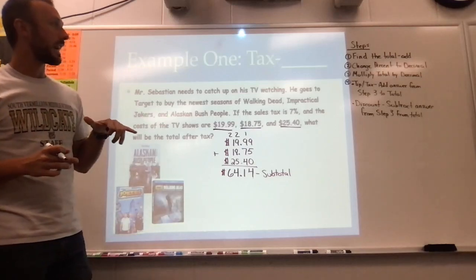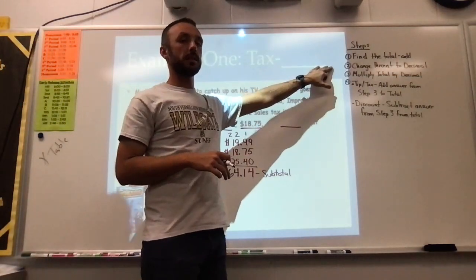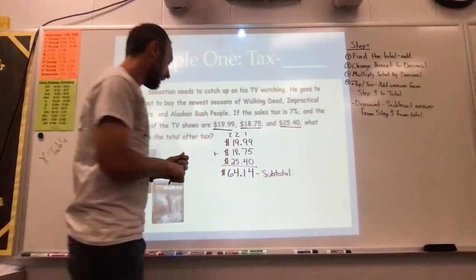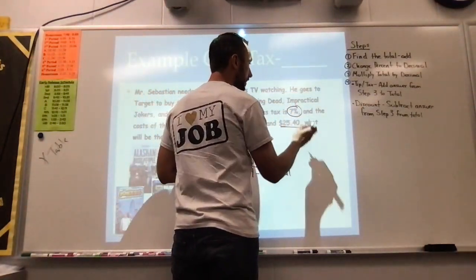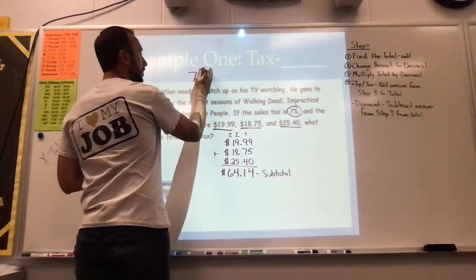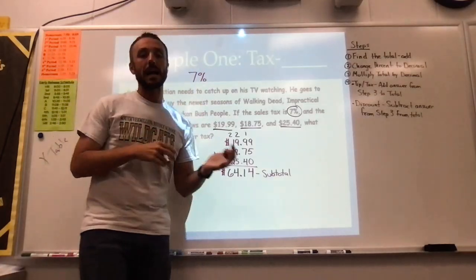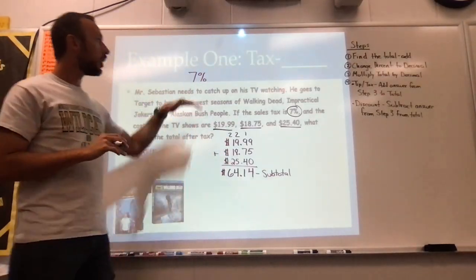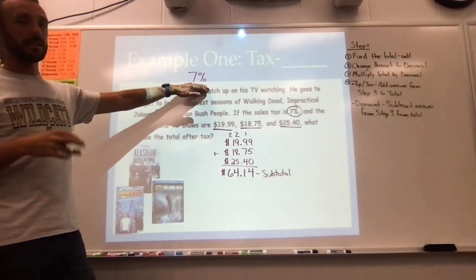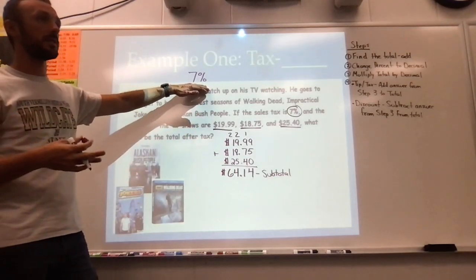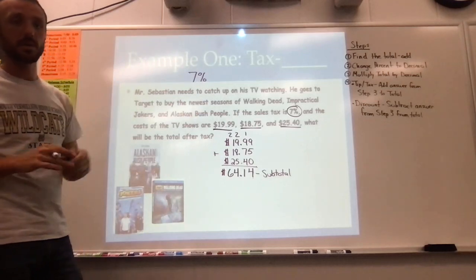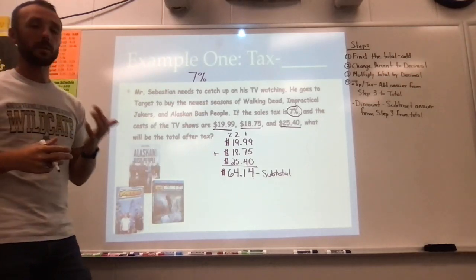Now I have to find tax. And step 2 says we change the percent to a decimal. So I find my decimal, and it's right here. I have 7%. To change a percent to a decimal, what do you think what percent means? Percent is a Latin word that means out of 100. So I need to change this into a decimal. I need to make it into hundredths, which we know is 2 numbers after the decimal. We talked about that when we learned how to read and write decimals.